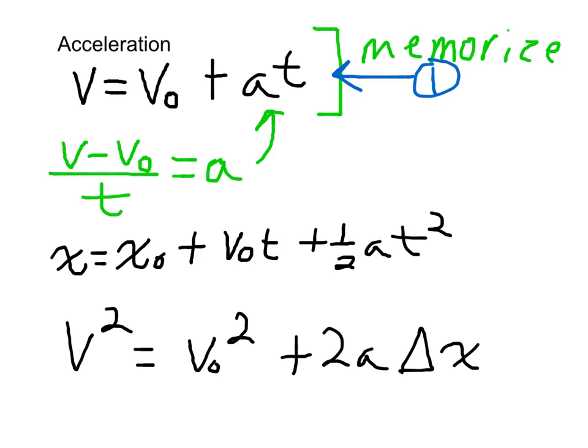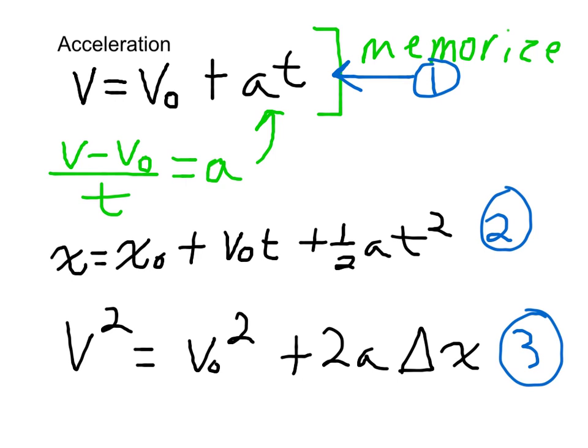The next most important one would be this equation here: x equals x naught plus v naught t plus 1/2 a t squared. And then the third most, v squared equals v naught squared plus 2a delta x. Really that top one, you could probably figure out almost all of them from. So if you memorize nothing else, get that top one down.